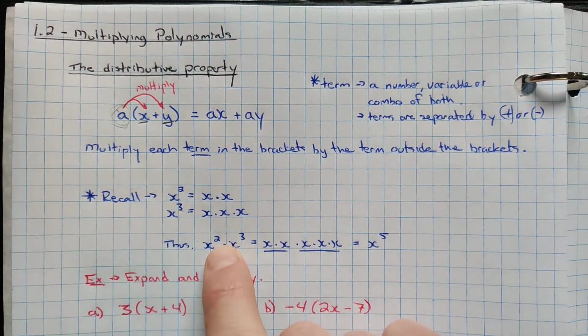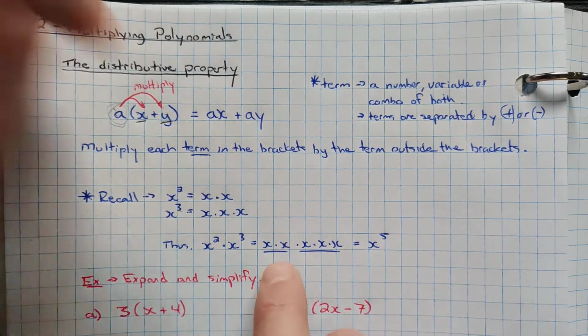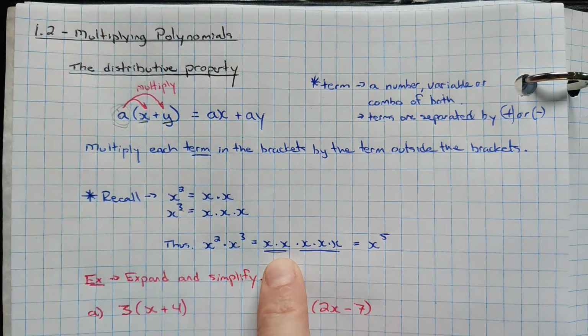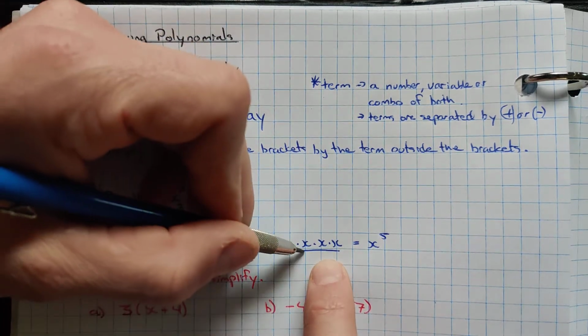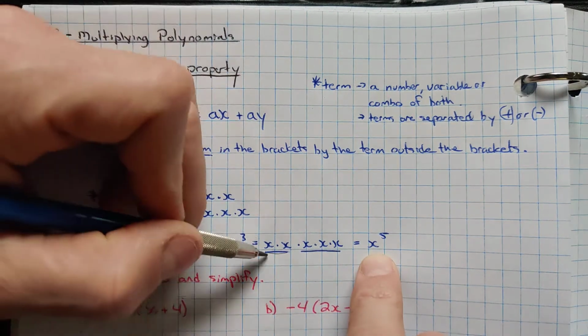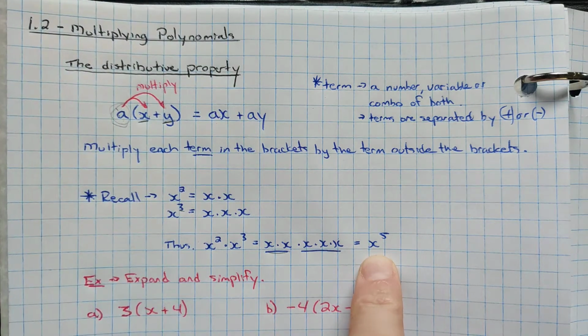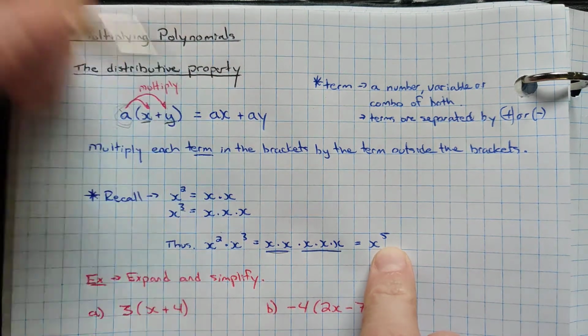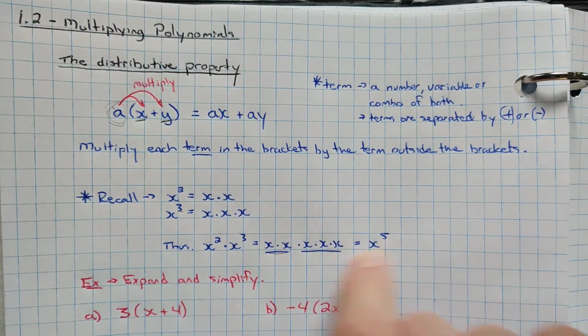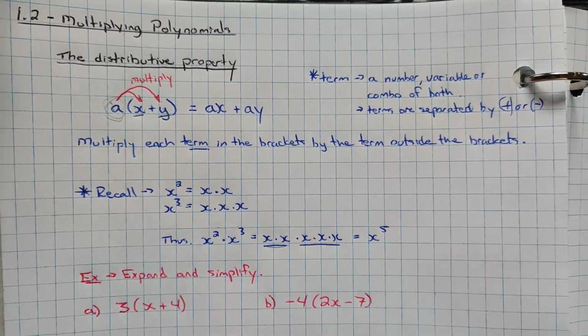Thus, if I have x squared times x to the third, or x cubed, x squared would be x times x. X cubed would be x times x times x. And we get 1, 2, 3, 4, 5 x's being multiplied. So it's the same as x to the 5. 2 plus 3 is x to the 5. So this is a total of 5 x's being multiplied. So that would simplify like that.